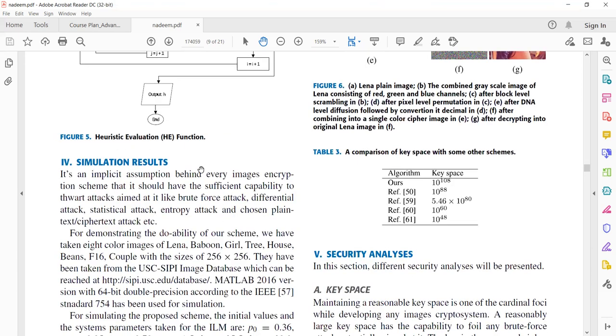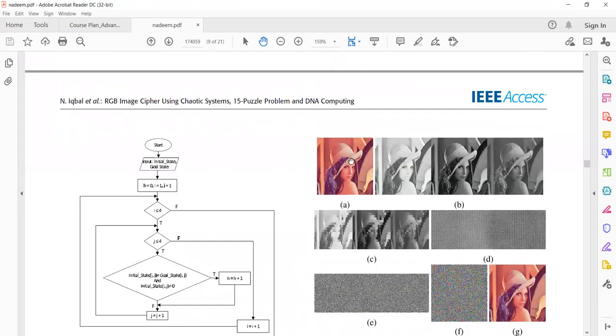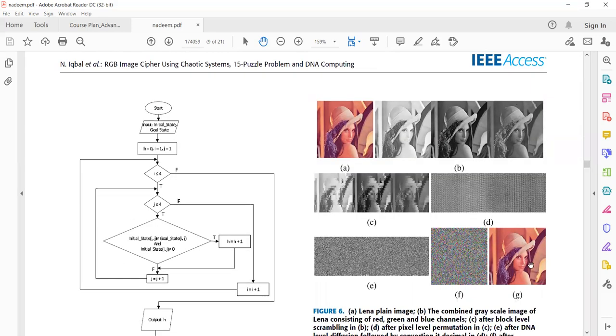From here, simulation results, we give the simulation. These are the initial values for our intertwining logistic map. Here we can see, this is the initial color image. We have decomposed this image into the three components of red, green, and blue. Here, block level permutation has been applied. Here, pixel level permutation has been applied. Here, DNA encoding has been applied. And here we have merged these three images. And lastly, we got the decrypted image, as we can see from here.